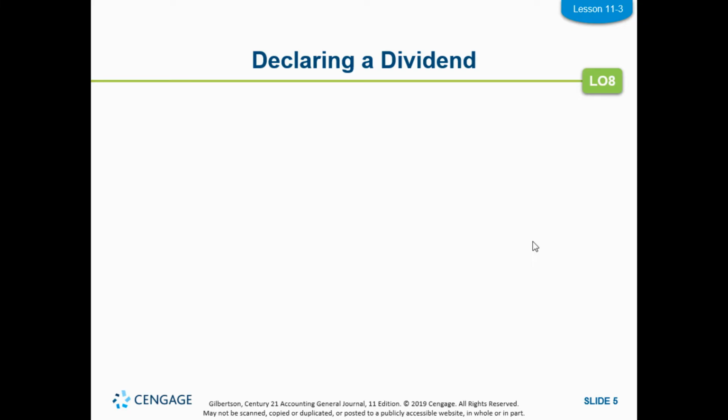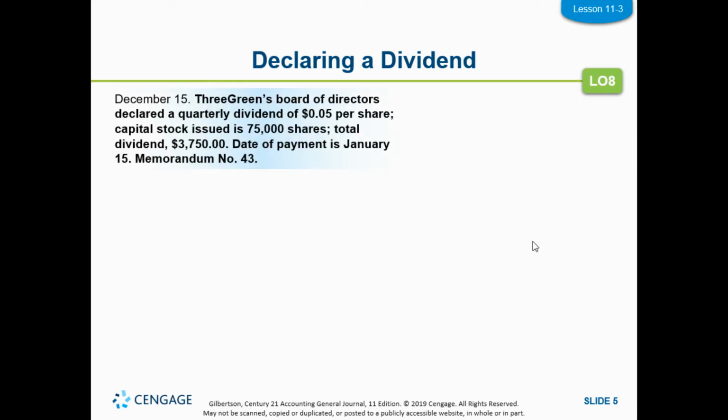It's going to look like this, quite simply. 3 Greens' board of directors said, hey, we're going to pay you 5 cents per share. Now, usually a dividend will be more than that. We currently have 75,000 outstanding shares. 75,000 times 5 cents is 3,750. Date of payment is January 15th. We're recording that in our books on December 15th. Memorandum number 43.